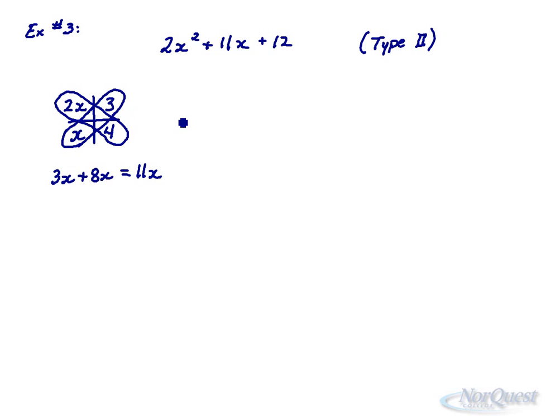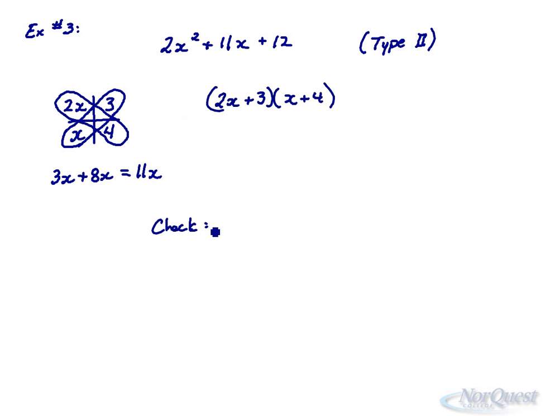So how does this work again? Factors of the first, factors of the last, cross product adds to the middle term. And then we write our binomial factors across. So this becomes 2x plus 3, x plus 4, and then again I'll show you how to check this.